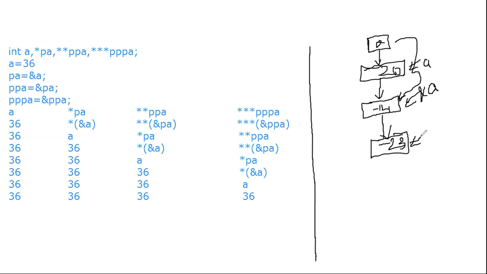So -23 means here this one, this is ampersand pa. Again this address has another address: double ampersand, double PA.